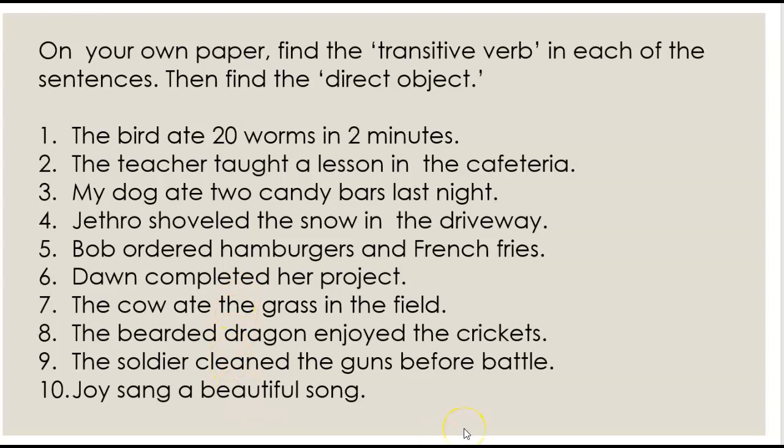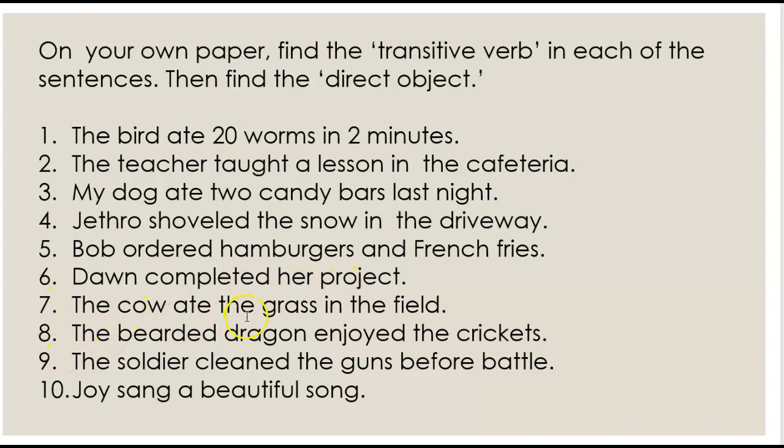Number 4, Jethro shoveled the snow in the driveway. Who or what's it about? Jethro. What did Jethro do? Shoveled. Shoveled what? Snow. So shoveled and snow. Number 5, our transitive verb is ordered. What did we order? Hamburgers and French fries. So you have a compound. Hamburgers and French fries. Dawn completed her project. So completed. I could see her sitting at a desk completed what project?